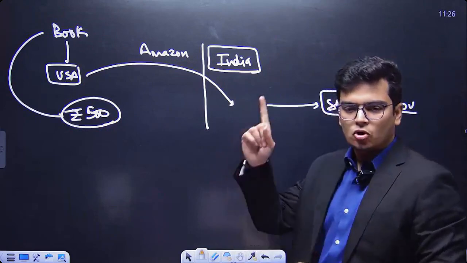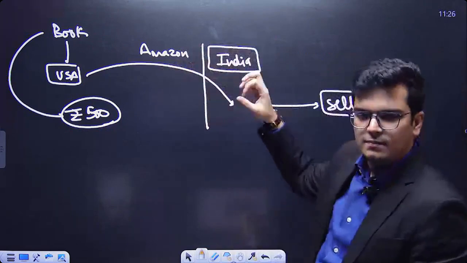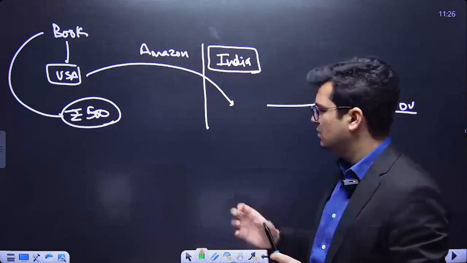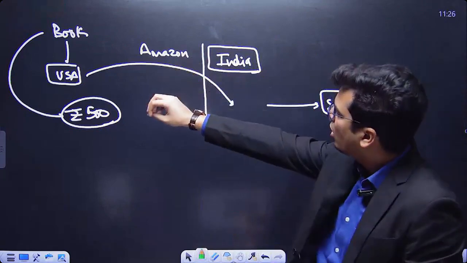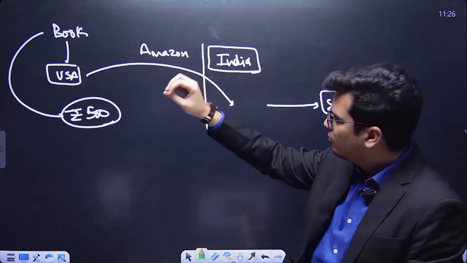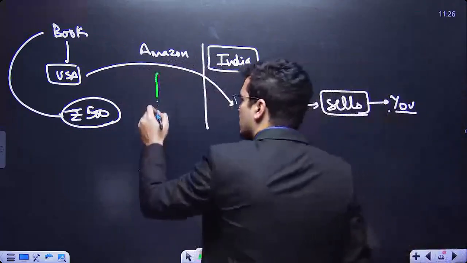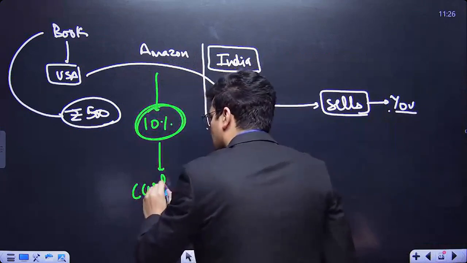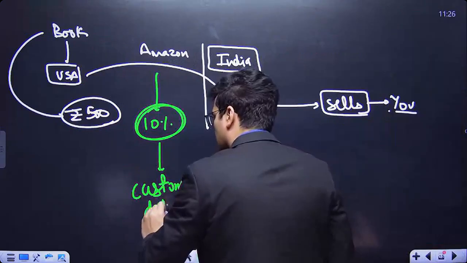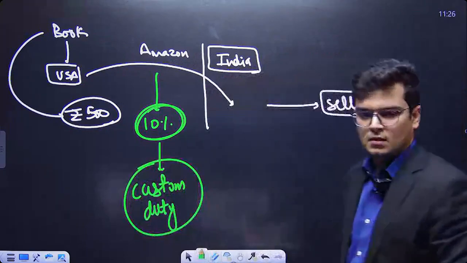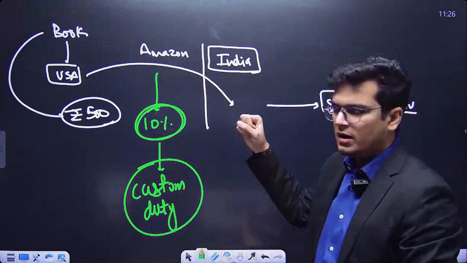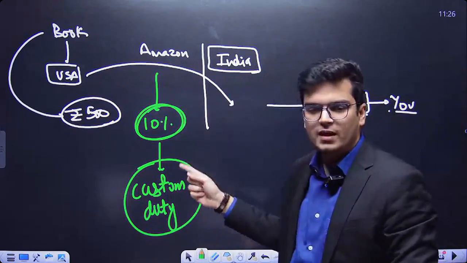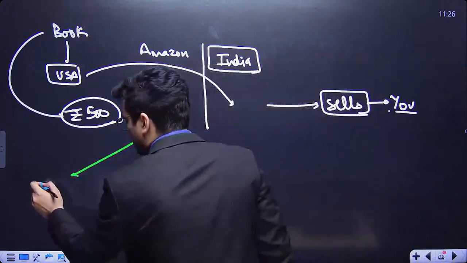Who has caused or who has actually changed the boundary? Amazon has changed the boundary. So responsibility of depositing this. Let's say the government says that on changing of boundary of a book from USA to India, we will levy a 10% tax. This is known as custom duty. Who has actually changed the boundary? Amazon took this book from USA and got it to India. So Amazon will have the responsibility of paying this 10% to the government. Amazon will pay this 10% to the government.